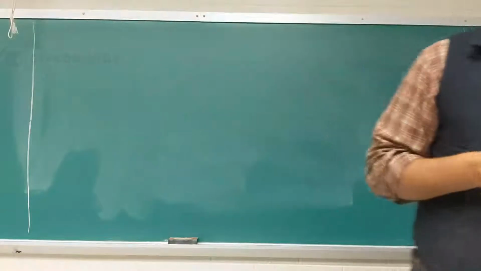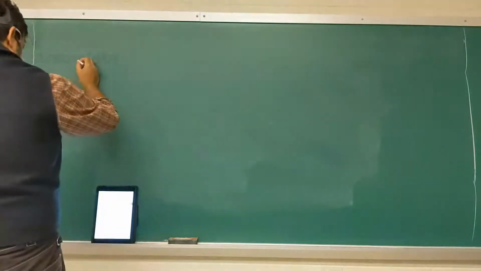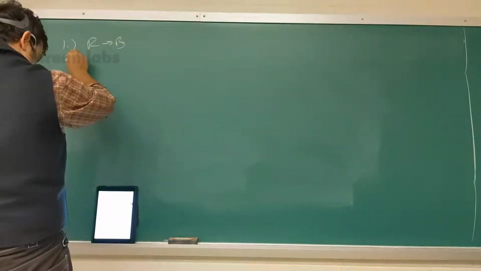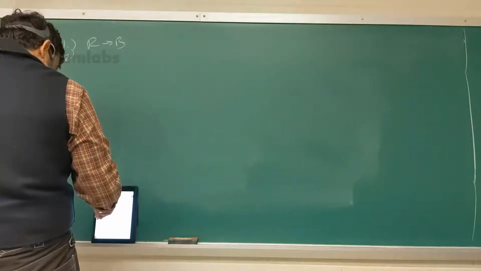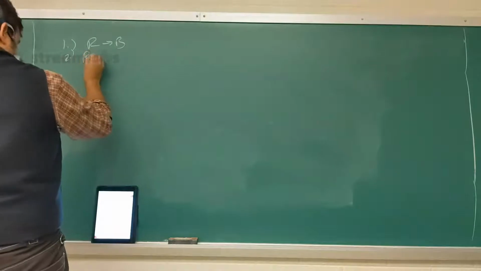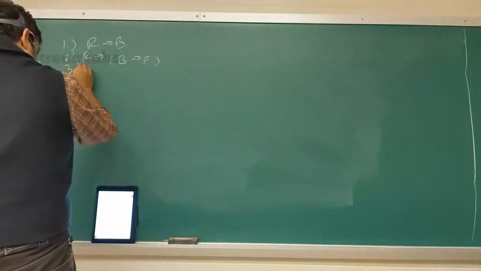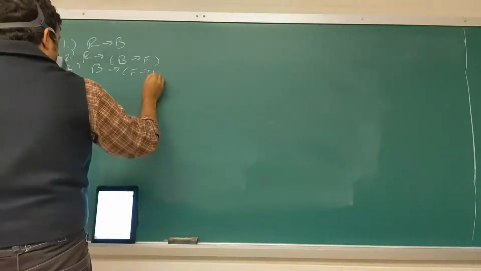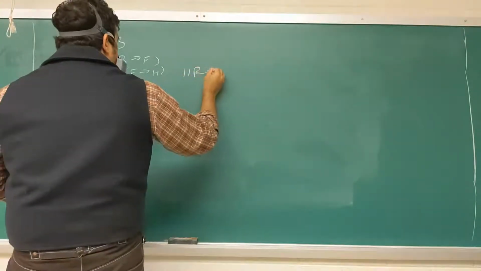All right, let's put another one up here, maybe a harder one. R and B. I keep losing my place. R and B. R then C, then F. B, then F, then H. Therefore, R, then H.